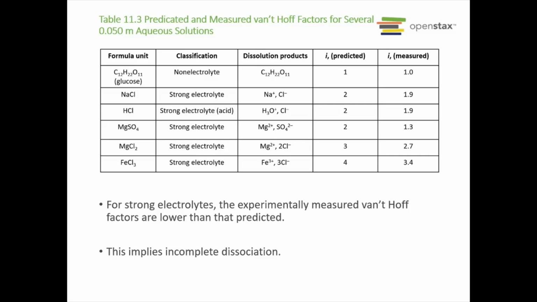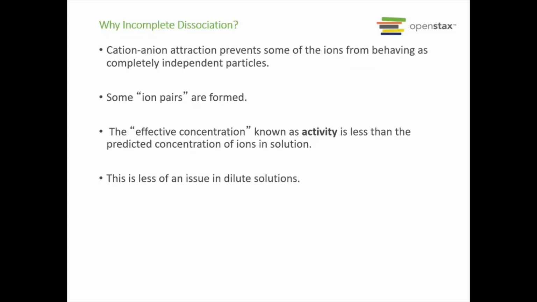So it makes us go, wait, is not everything dissolving? What's happening, though, is the attraction between the cations and anions prevents a small amount of the ions from behaving completely independent of each other. So you might form some ion pairs. We have what's called an effective concentration, also called activity, and it tends to be less than the predicted concentration of ions in solution.